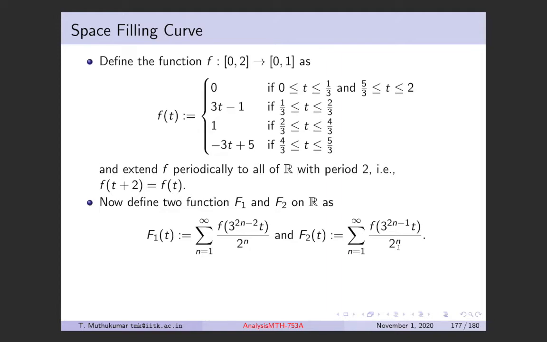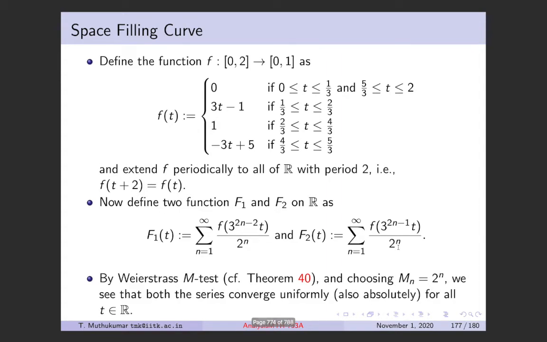Okay, so now we have f1 and f2. Now by the Weierstrass M test, which we just stated in the previous slide, if we choose Mn to be 2 power n, then both these series will converge uniformly by the Weierstrass M test because they satisfy the hypothesis of the Weierstrass M test. Okay, so they converge uniformly, so there is no issue of convergence here. So the choice of Mn that you need to make is 2 power n.